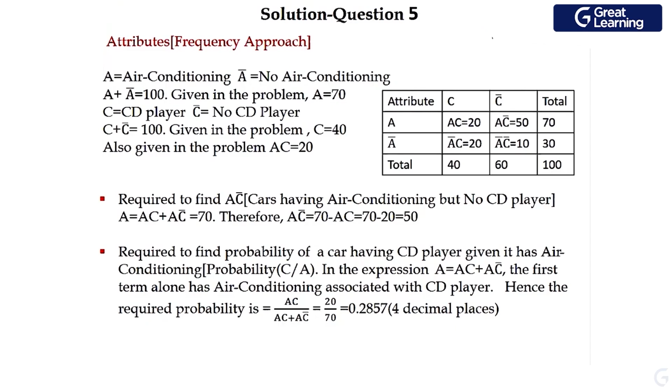And now the first question: it has 50. Why? This term is 50. This is what is wanted. The second one is AC plus AC bar, because the first term alone has air conditioning associated with the CD player. Therefore, this is 20 by 70. AC by AC plus AC bar, which is 20 by 70.